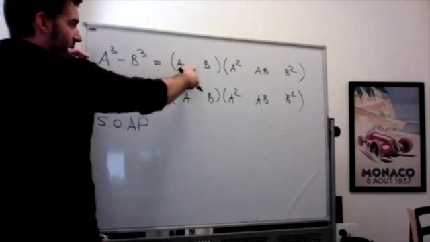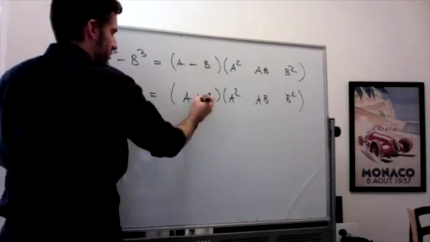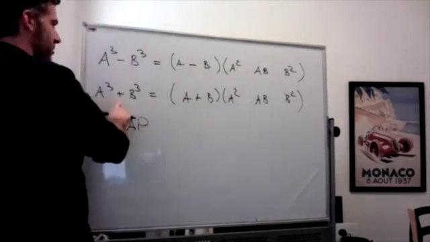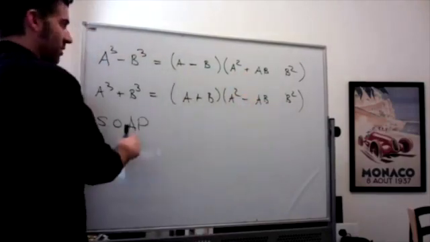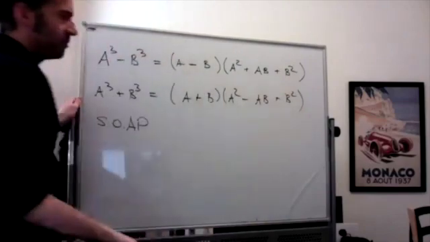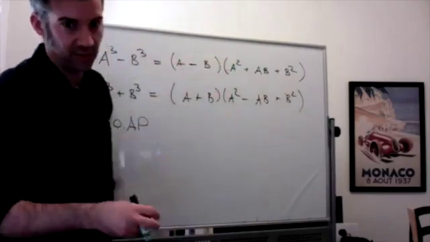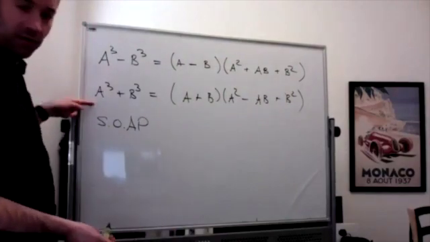So the first sign is the same as that sign. The second sign is the opposite of those signs. So here it's a plus, here it's a minus. And the third sign is always positive. I suppose technically it ignores what the sign at the end is, but that's going to be positive too. So there's a way to remember how to factor a difference of cubes or a sum of cubes.